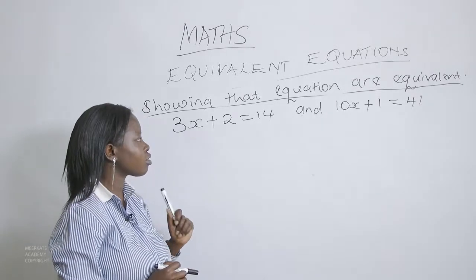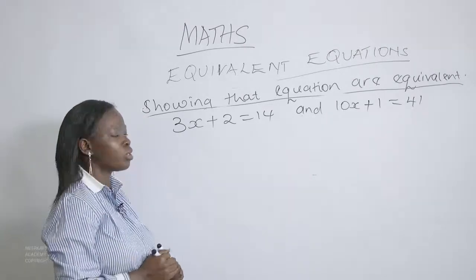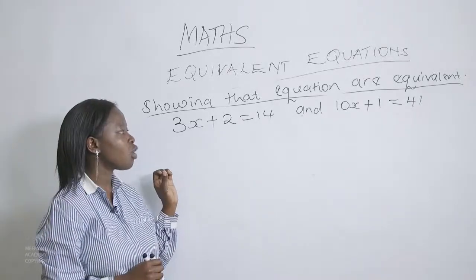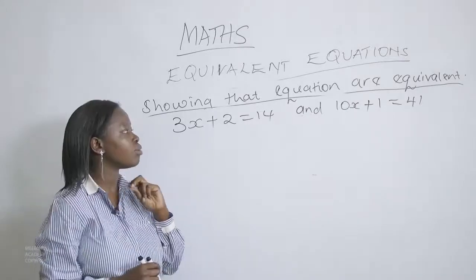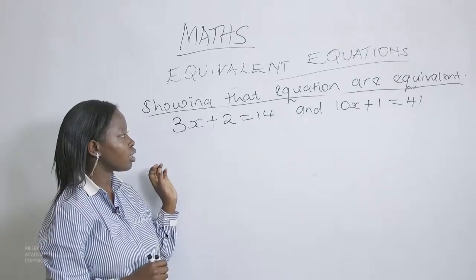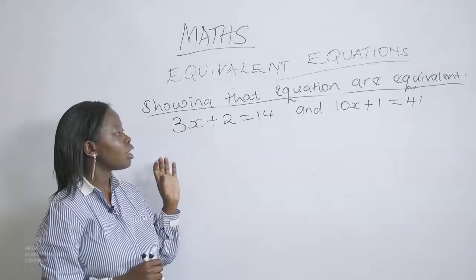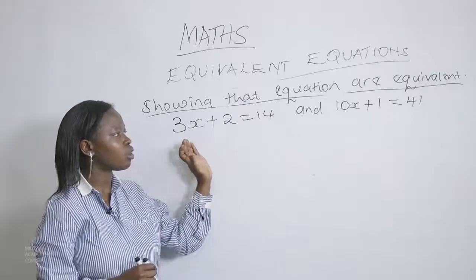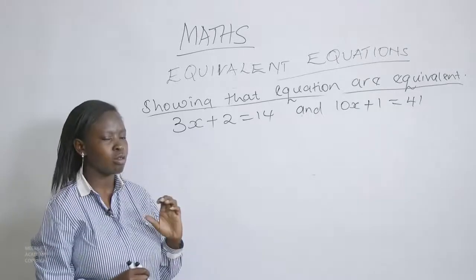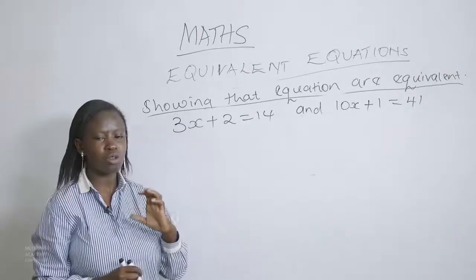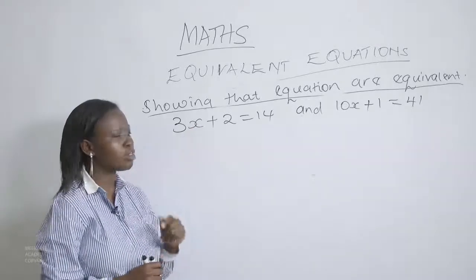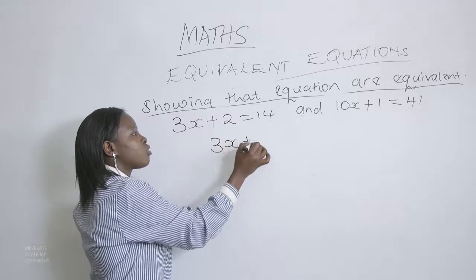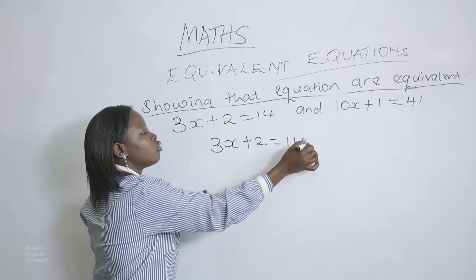So taking various steps, let us start. We first said that an equation can be equivalent if there is a number that can be added on both sides, subtracted on both sides, multiplied on both sides as long as the number is not 0, or divided on both sides as long as the number is not 0. Then we will say the two equations are equivalent. So let us take our first equation. This is 3x plus 2 is equal to 14.